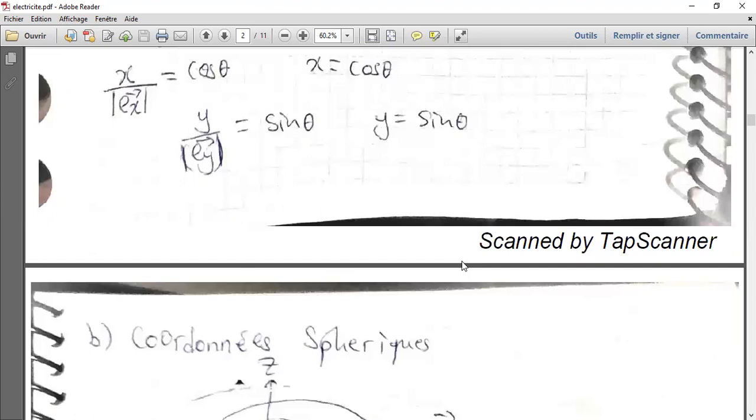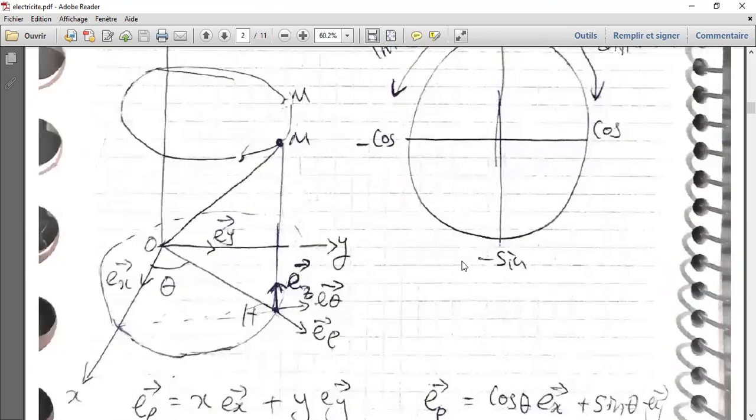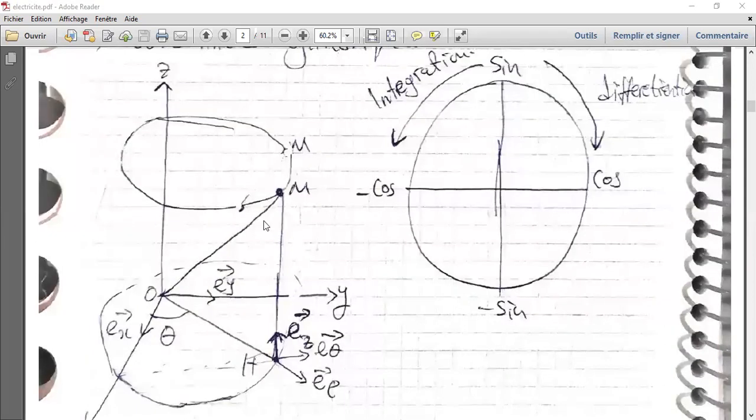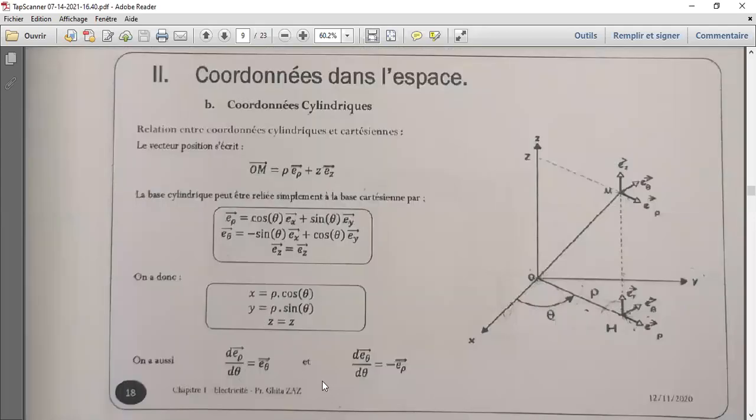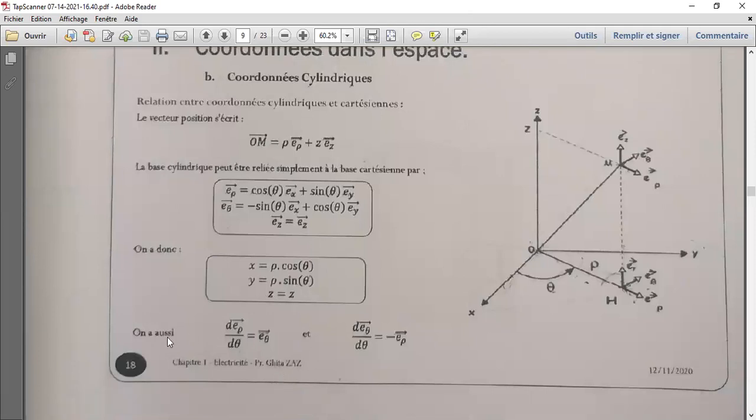Then for e theta now, for you to find e theta, I think you can see here. For me to find my e theta, I just have to differentiate my e rho with respect to d theta. So I have to differentiate my e rho which I found here. If you just know this one here, you won't have any difficulties to find your e theta.